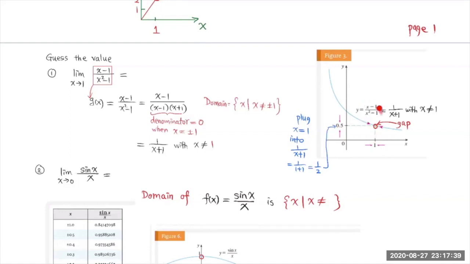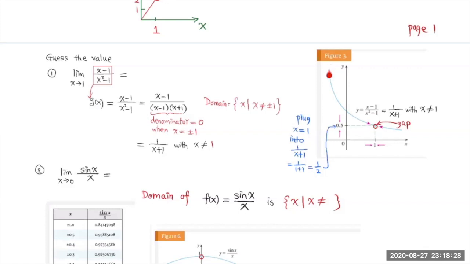Now, we know that this function is equal to 1 over x plus 1 with x not equal to 1, which means 1 should not be in the domain. 1 is not in the domain for this original function. So we had to make this a gap right here. Instead of a solid dot, it should be a gap. So we have to take away this single point. It is so tiny, you probably won't be able to see that on your graphing calculator. But I just make it a little bit bigger to exaggerate that a little bit so that you can see that better. So it is actually a gap right here, okay?